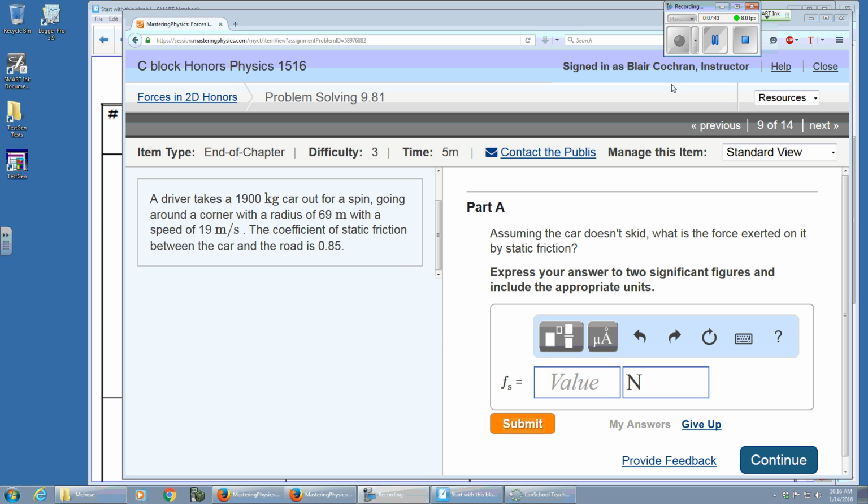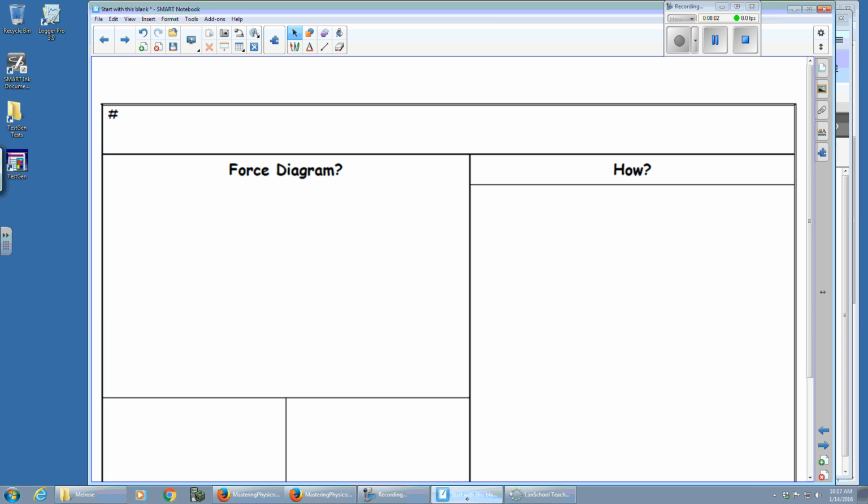So 9.81. We got this car going around a corner with this speed. It gives us the coefficient of friction. Assume the car doesn't skid. What force is exerted on it by static friction? It'd be good to do this one. This is the situation that we ended class the other day with. You know, we had that little video.